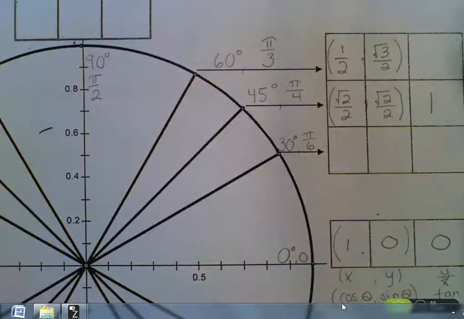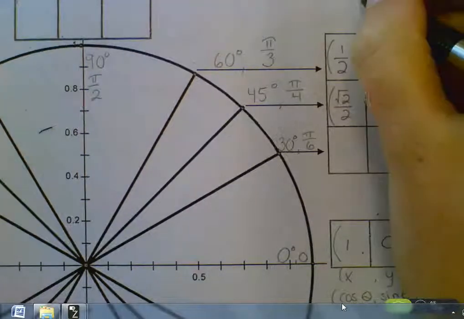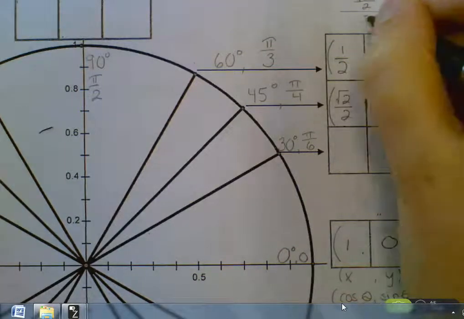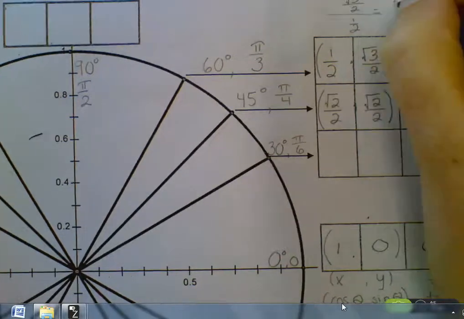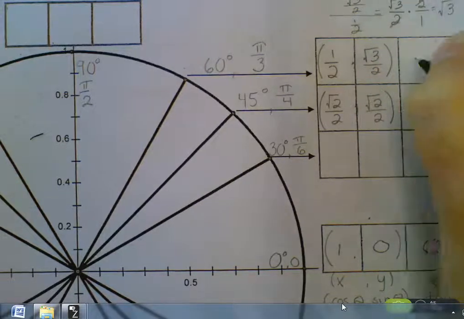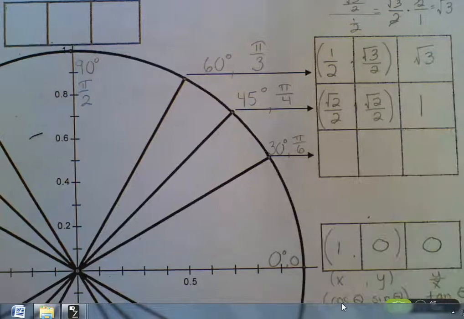Okay, so tangent is going to be square root of 3 over 2, and then it's divided by x. So x is 1/2. So if you simplify this, you get the square root of 3 over 2. You want to multiply that by the reciprocal. So you're going to get radical 3 for tangent of 60 degrees, or pi over 3.